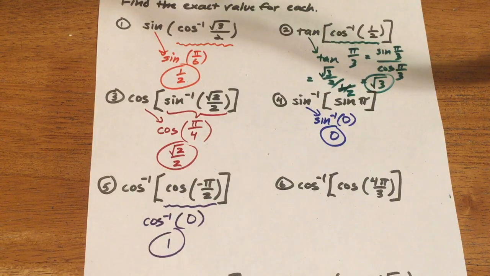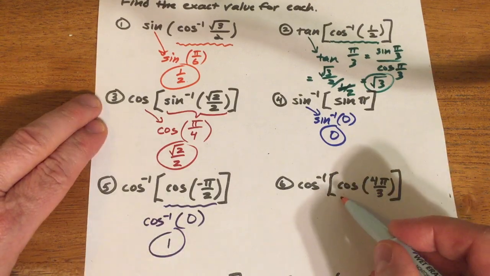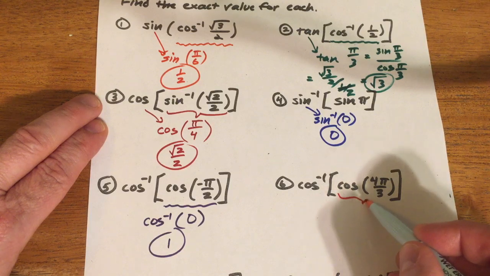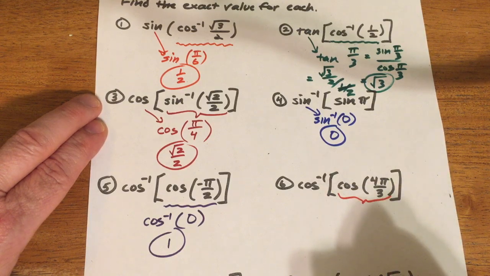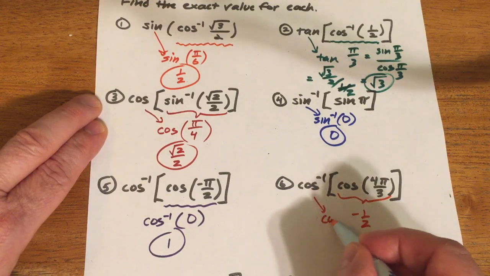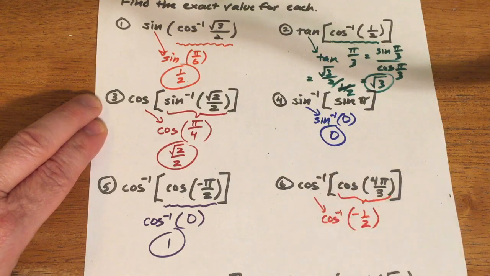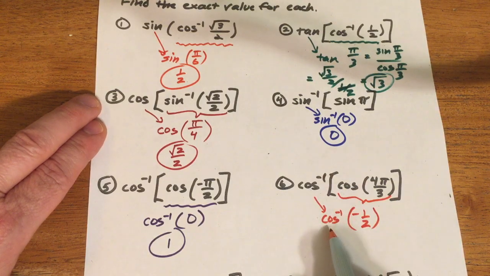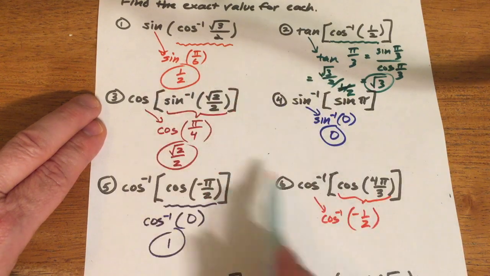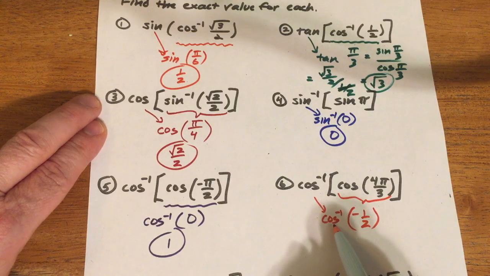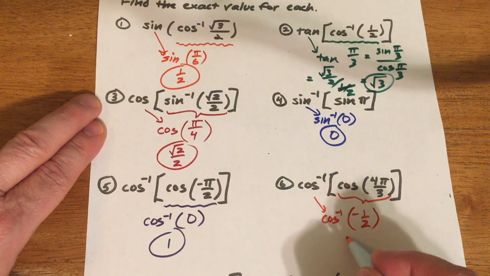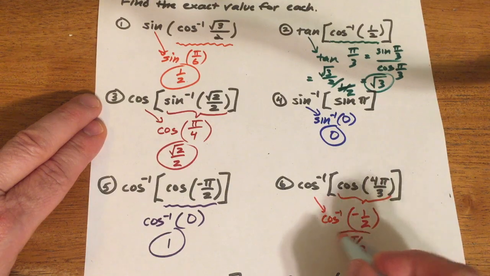All right, let's go ahead and give number 6 a try. Here we've got cosine of 4 pi over 3. And cosine of 4 pi over 3 will end up being negative 1/2. And so this becomes cosine inverse of negative 1/2. And now we need to think about quadrants 1 and 2, because we haven't done a whole lot of cosine inverses in these sorts of problems. Well, cosine inverse of negative a half is 2 pi over 3.